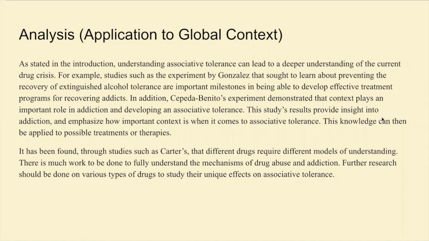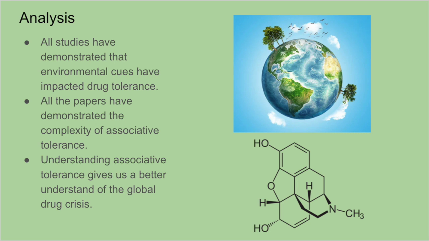And experiments such as the Beta Bonitos demonstrate that context is really important. So this also provides insight into addiction and how important context is when it comes to associative tolerance. And so this knowledge can now be applied to possible treatments or therapies. And it has also been found through studies such as Carter's that different drugs require different models of understanding. So there's still a lot of work to be done to fully understand the mechanisms of drug use and addiction.